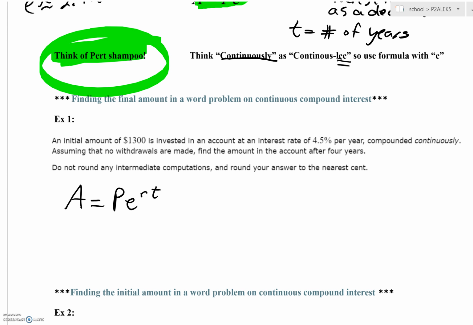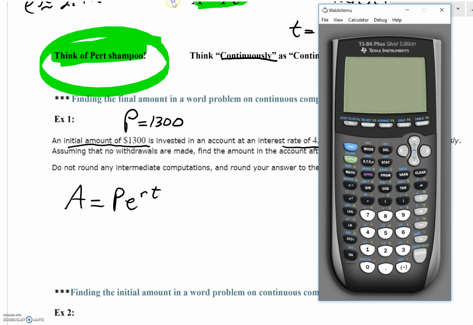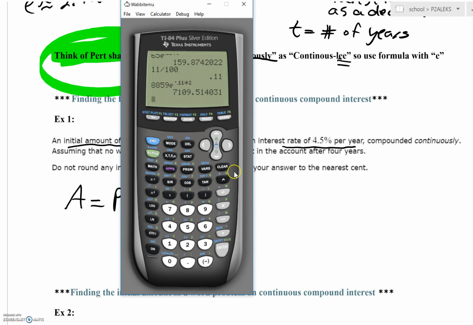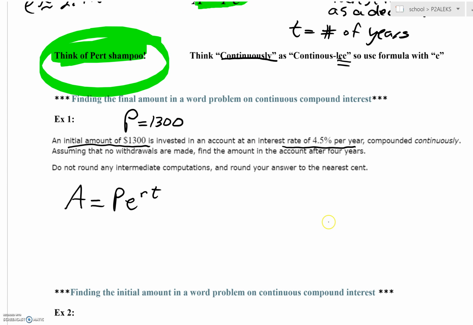But let's read. The initial amount, that's your starting amount, P equals $1,300. Okay, that's what you begin with. As we continue reading, we can see there's a rate of 4.5% per year. Now again, this probably doesn't surprise you because I've been talking about this for a while now. The number one mistake that kids can make is they forget to change this into a decimal. And of course, we'll get 0.045.